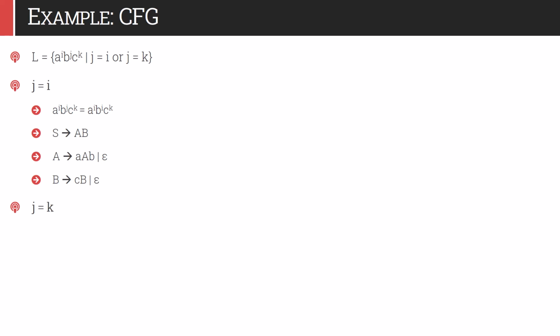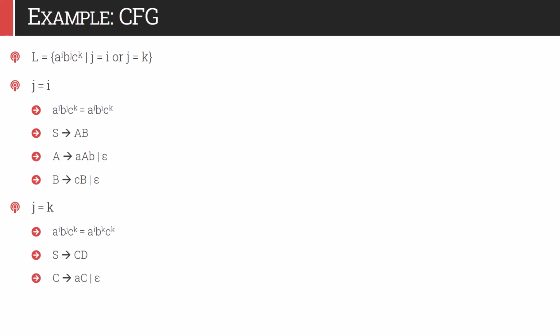The second case is j is equal to k. So a power i, b power j, c power k, we can write down as a power i, b power k, c power k. So again, we will break it down into two halves. S gives CD. Don't use the same variables a and b, because a and b we have already used in the previous case. Using C, we have to produce a power i.